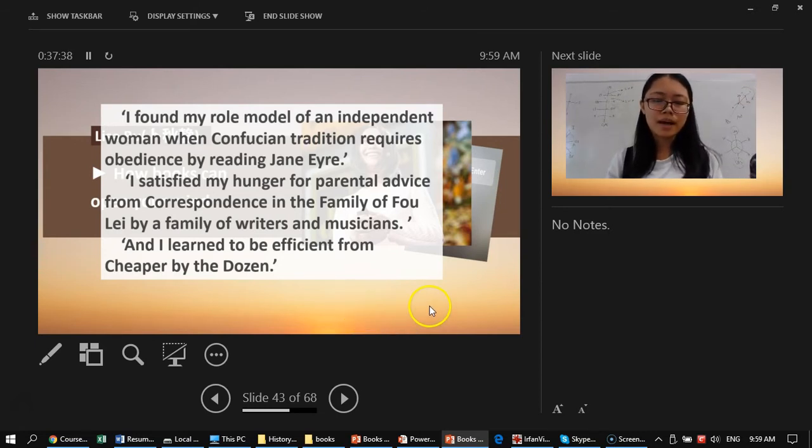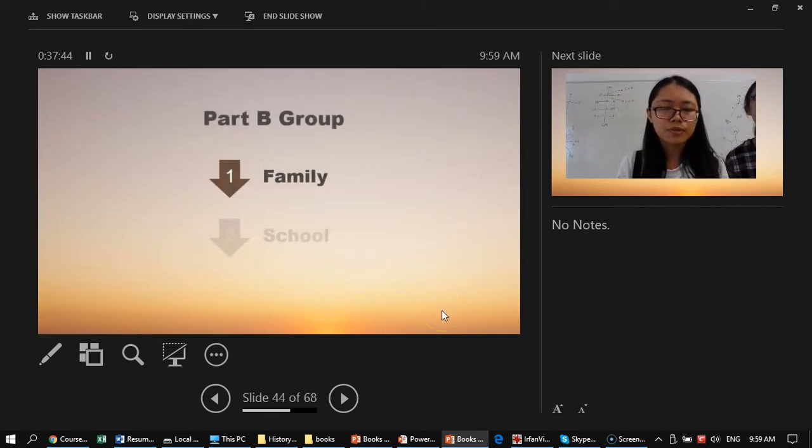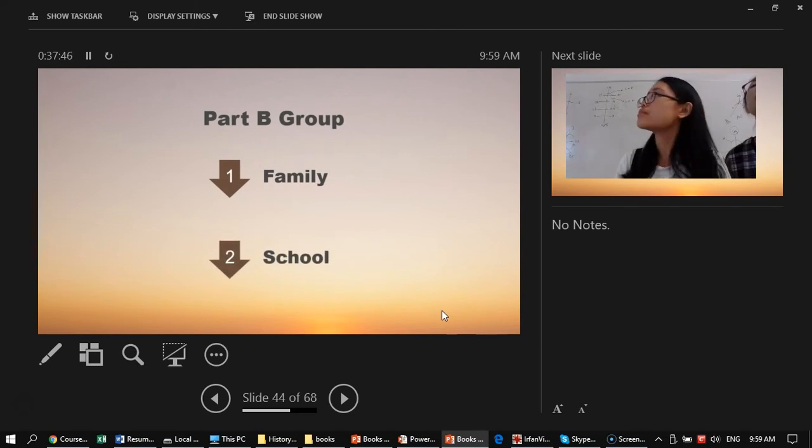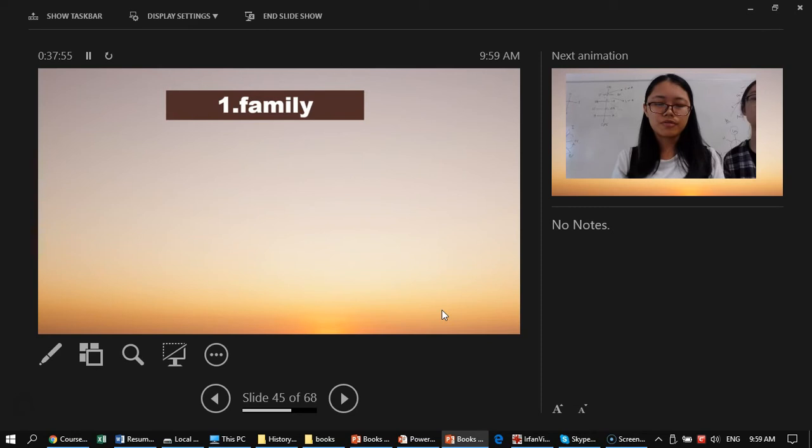So this is our part A about the individual. And here comes my second part, the influence of group. It has 2 points, family and school. Now we start from family. In fact, books not only influence you but also influence other people. In family, the number of books may influence the children.